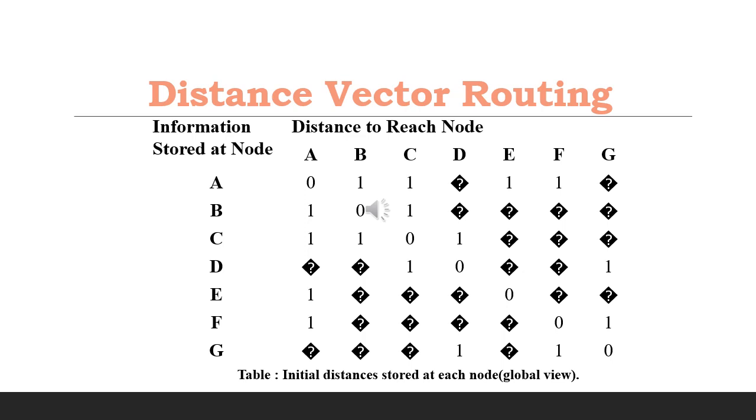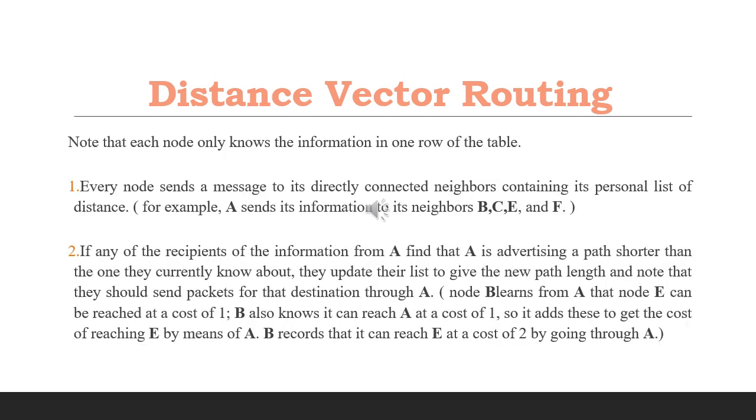Then we have B to A is 1, B to B is 0, B to C is 1, B to D is not given, B to E is not given, B to F is not given, and B to G is not given. And similarly so on. Now these are the initial distances stored at each node, and this is a global view. Now note that each node only knows the information in one row of the table.